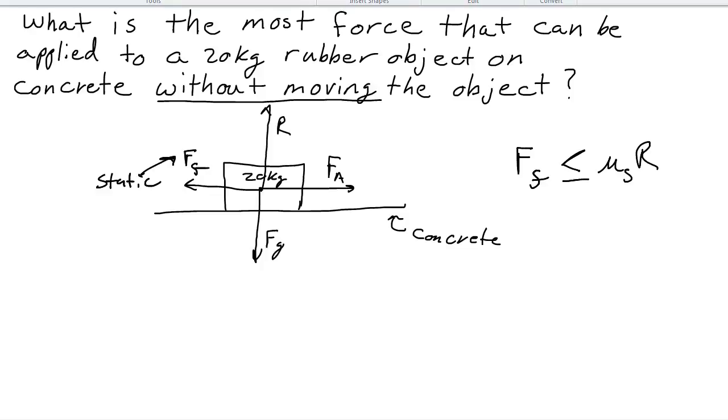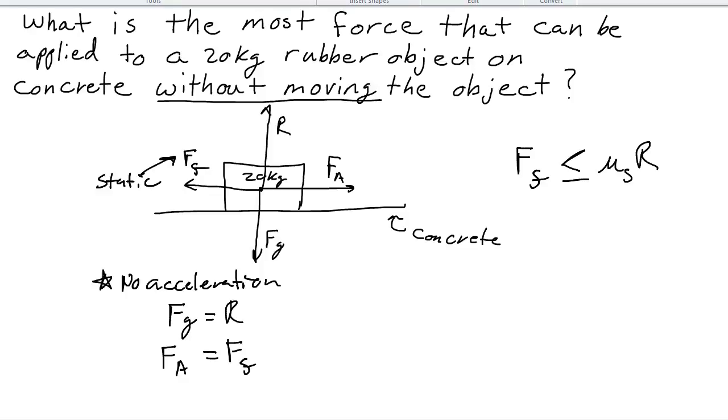So what does this mean? According to this free body diagram, the object's not moving, and if it's not moving, you know there's no acceleration, which means every force has to cancel out. So the force of gravity has to be equal to our reaction force, and our force applied has to be equal to our force of friction. And our force of friction is less than or equal to the coefficient of static friction times the reaction force.